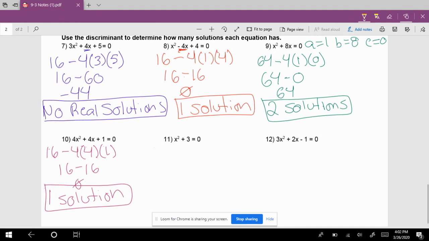Now for 11, 11 is similar to 9, but which term is missing, or which one is 0? That would be B. A is 1. There isn't a B term. There's no X term there. And your constant is 3. So when I plug this in, well, b squared is still just 0. Minus 4 times 1 times 3. Well, that's 0 minus 12, which is negative 12. And if that's my discriminant, I have no real solutions.